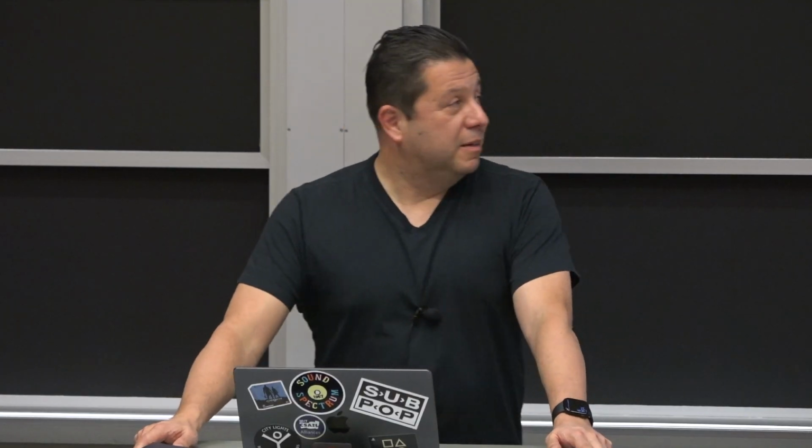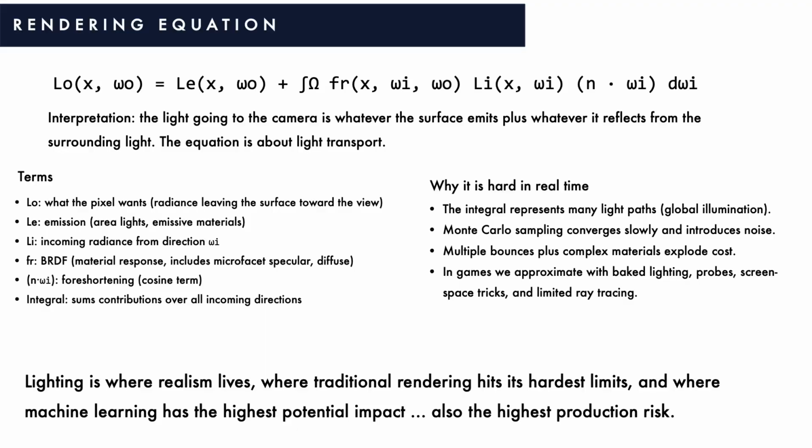So in practice, this is the rendering equation. You guys ever seen this before? Yes. It's all about light. It's basically the equation about light transport, right? Like I said before, light is super important. It's where realism lives. It's where the hardest challenges in rendering and hardest challenges for the hardware exist. So the most challenging workloads are lighting workloads. And this is where I think, and many people think, that machine learning has the highest potential impact.